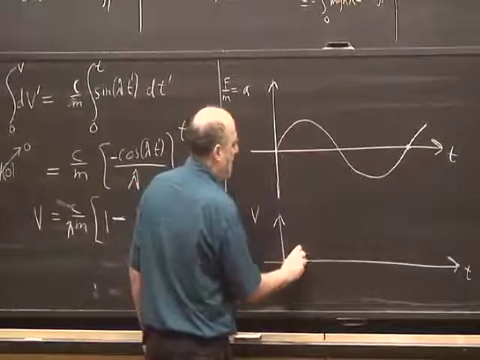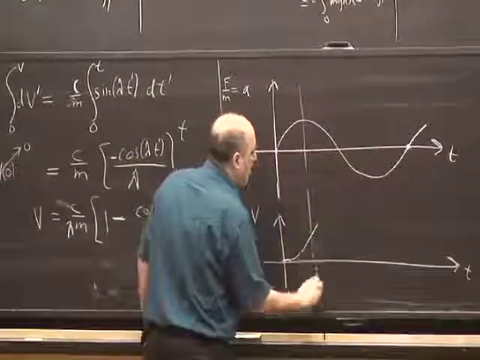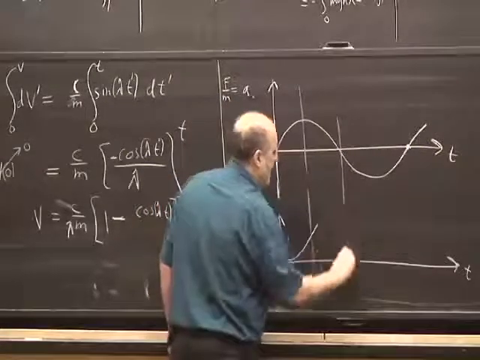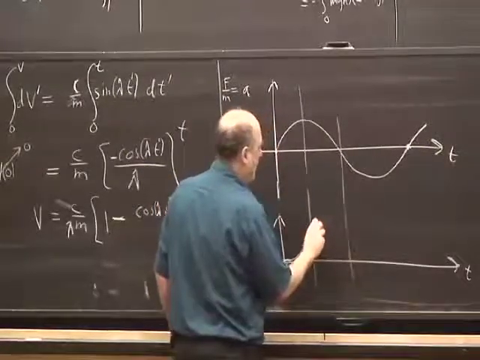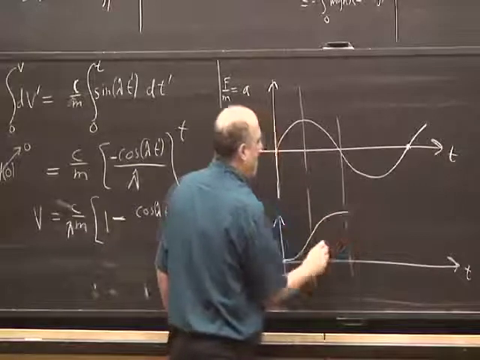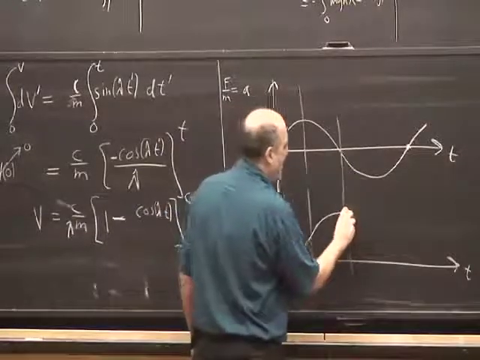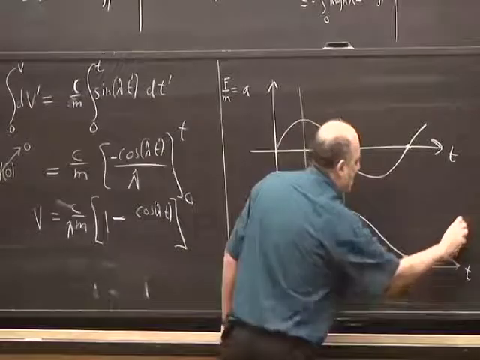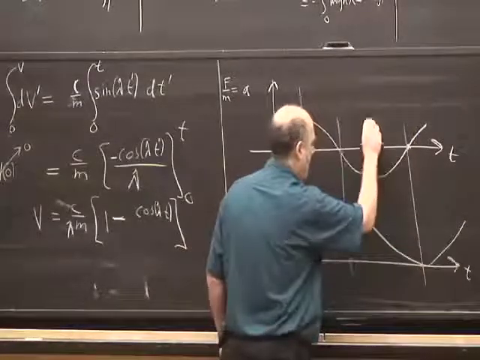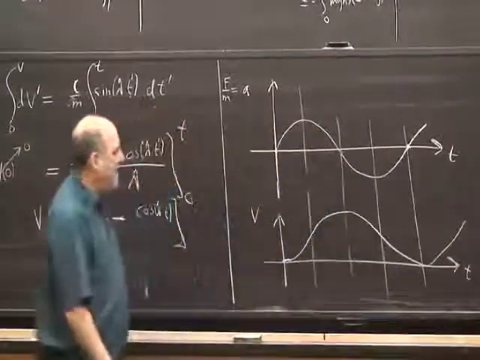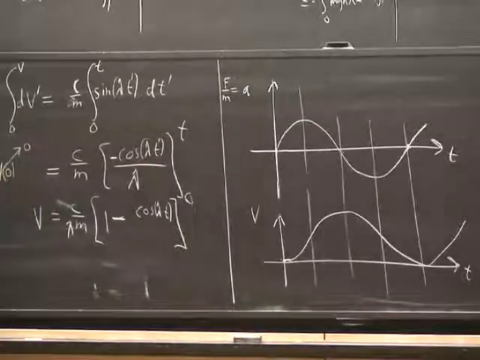It starts to go up. It has a maximum slope right at that point. Then at this point it has 0 slope again. So it goes down to 0 slope like this. Then it starts to get negative, and it goes down like so, and so on. So that's what the velocity looks like as a function of time.